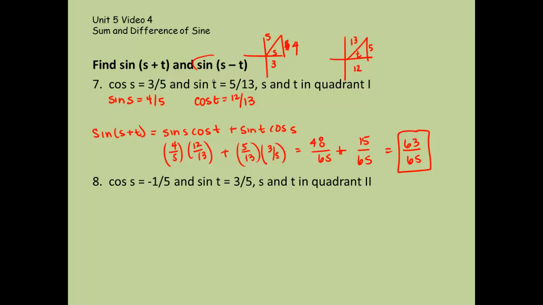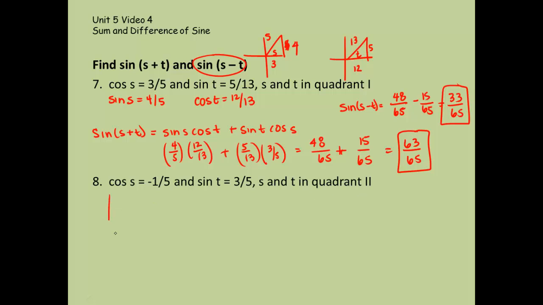If I were to do the subtraction one, which it asks for, the only thing that would change is that I would have 48/65 minus 15/65, which would give me 33/65. So this would be the sine of S minus T. Not much different, just the subtraction sign. Let's do the last one.